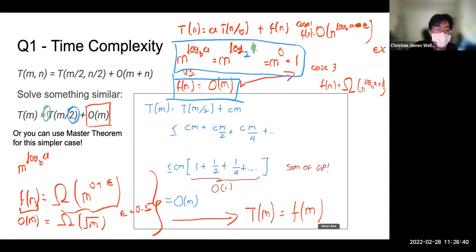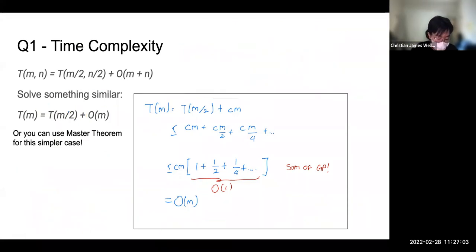Okay, so apologies, I mixed up the n and m a lot in this question, but I hope you can mentally substitute them. But the conclusion is that Tm equals Fm, which is also Om in our case. Like this. The entire monologue about master theorem is not necessary, but because it's pre-midterms, I thought I might also revise it a little bit for you. Okay, so this is the time complexity for this particular recurrence.